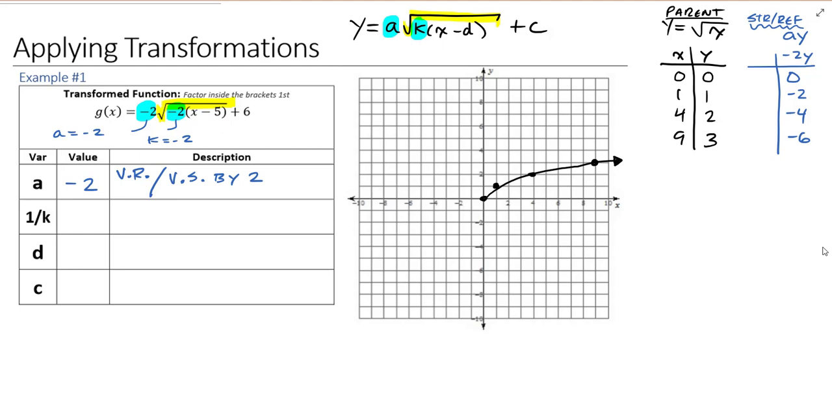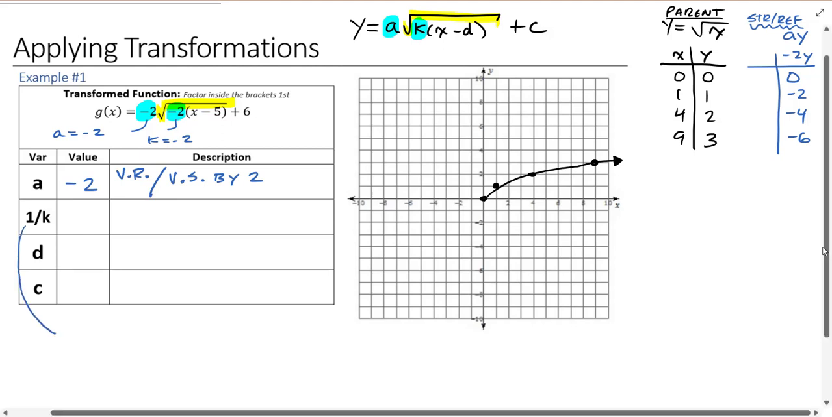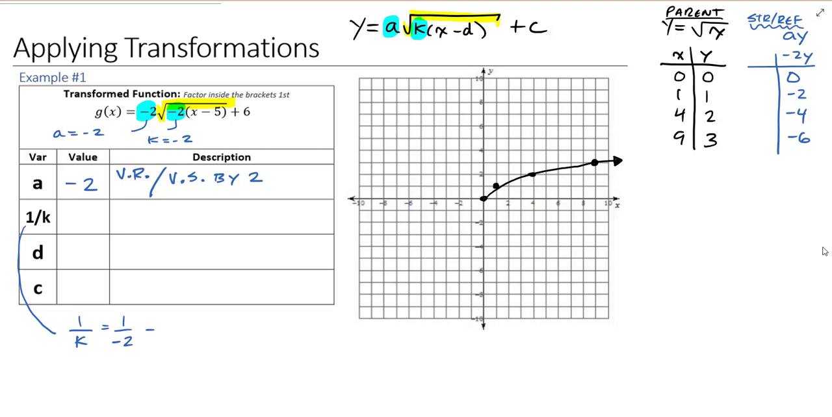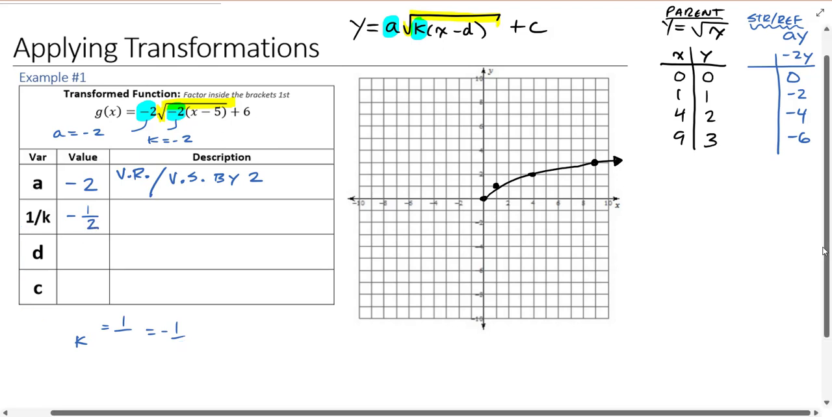Let's look at the k values now. k is negative 2, but remember, we don't want k. We're actually dividing by whatever k is. So we're saying 1 over k. That would be 1 over negative 2. We don't like that negative on the bottom, so let's put it out front. So negative 1/2, with the negative out front. Okay, so that's what 1 over k is.